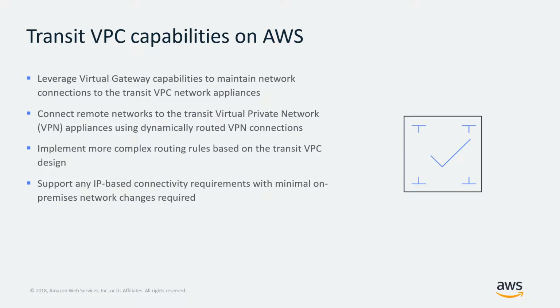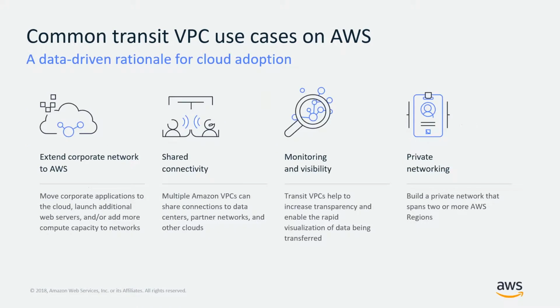And if you have a networking team, they find it helpful to have one place to go log in as opposed to having potentially many VPCs to manage. So in terms of use cases, there are a couple different. One is what I've been talking about, extending your corporate network out to AWS and giving one central point of control.